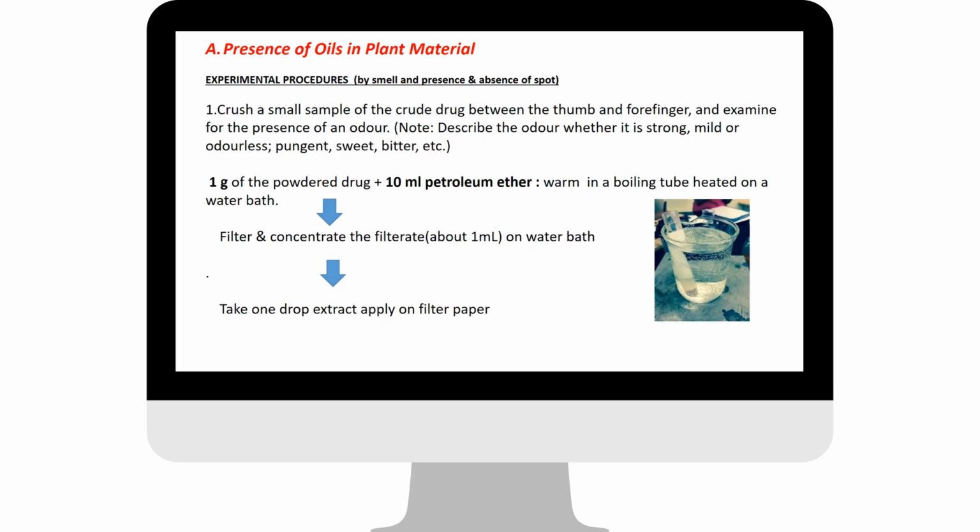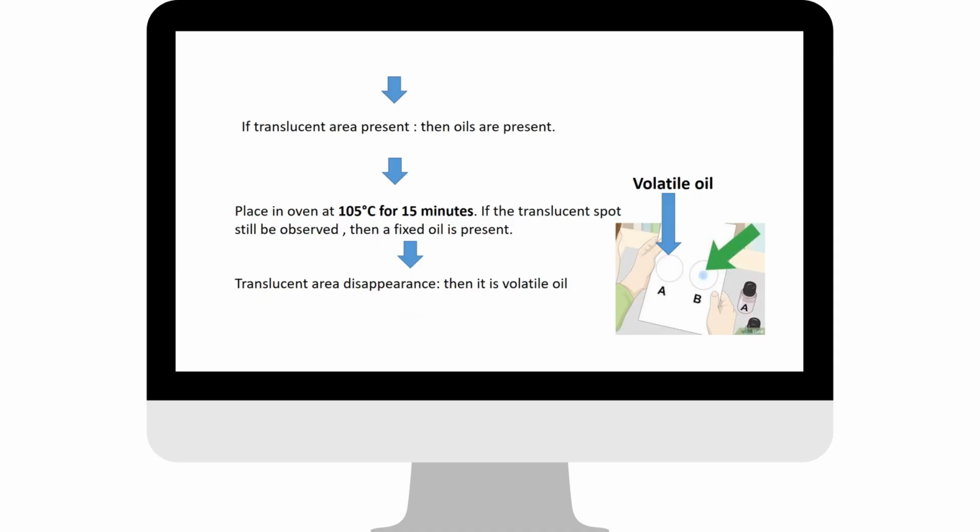Now let us see what is happening. If you find that the translucent area is present, then oils are present. Up to here, it can be fixed oil or it can be essential oil. But from this step, we can differentiate the essential oil from the fixed oil.